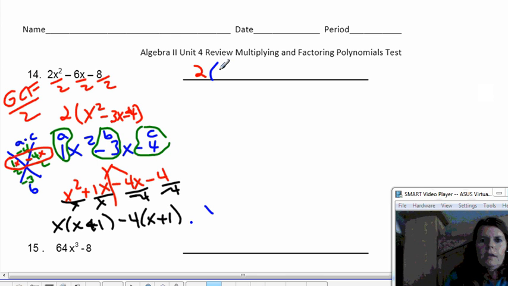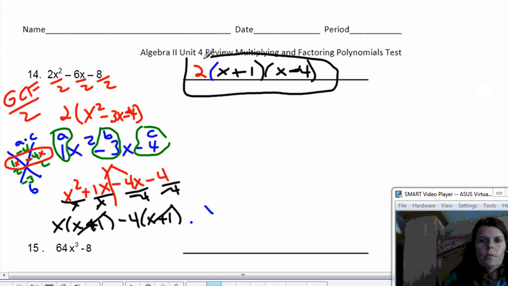So our factors are x plus 1. And then once this cancels out, what's left is x minus 4. And those are your factors. And again, if you want to make sure it's right, you multiply it back out. Multiply 2x plus 2 by x minus 4.